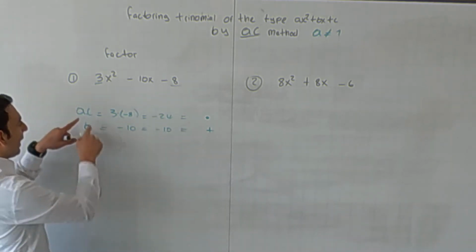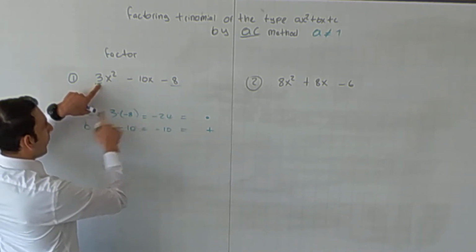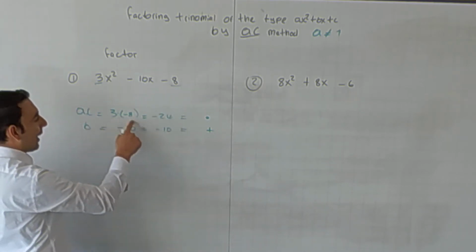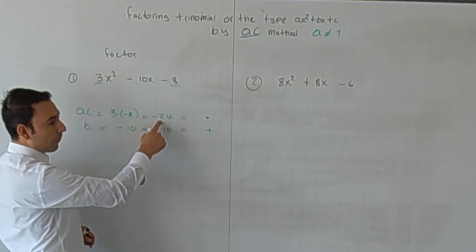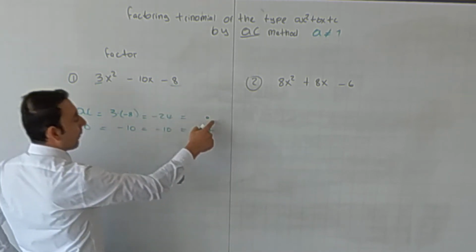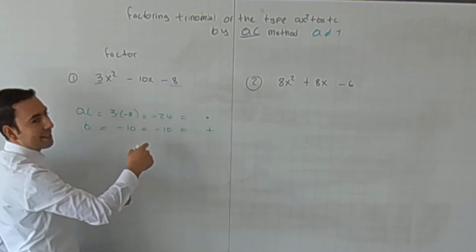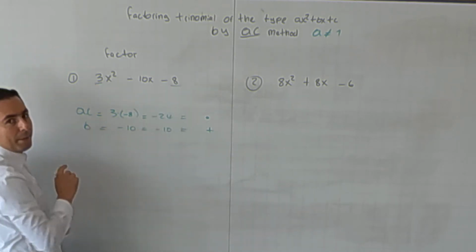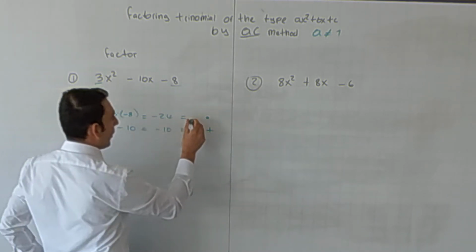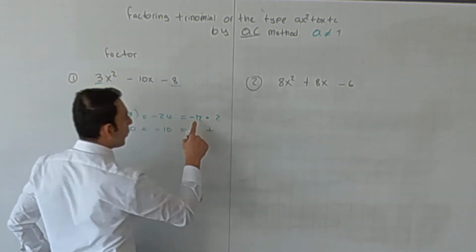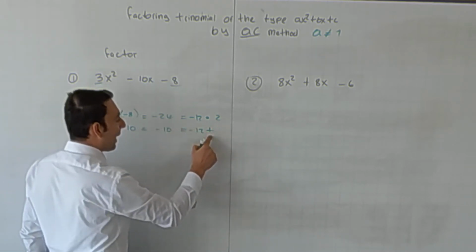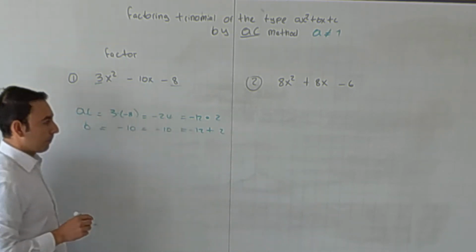One more time. AC: A is 3 and C is negative 8 for this particular exercise. You have to multiply AC and the answer is negative 24. For that AC number, in this case negative 24, you have to find two numbers whose product is AC and whose addition is B, that from the beginning was negative 10. Then, very simple, negative 12 and 2. Negative 12 times 2 is negative 24 and negative 12 plus 2 is negative 10.